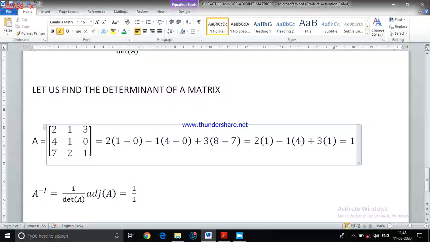4071 means 4 into 1 is 4, minus 7 into 0 is 0. So here I get 4 minus 0. And the next element is a positive number, 3. So plus 3 I kept here.